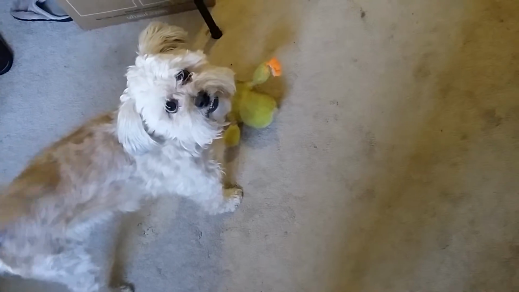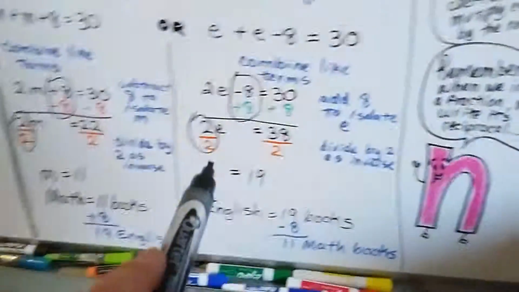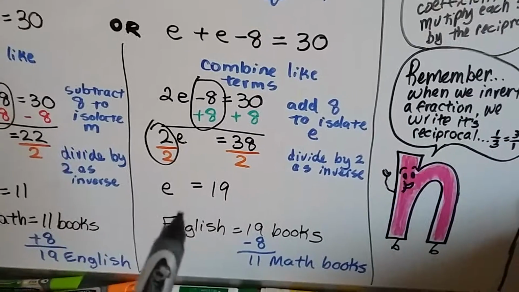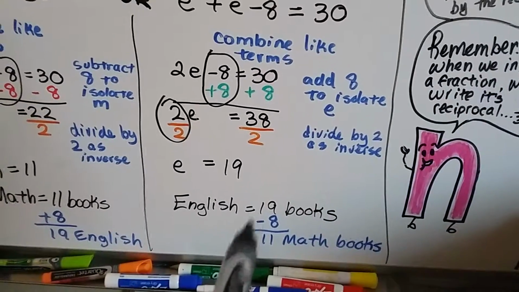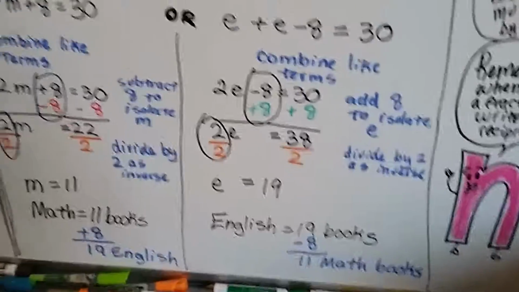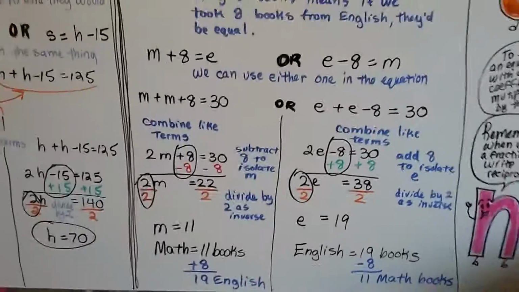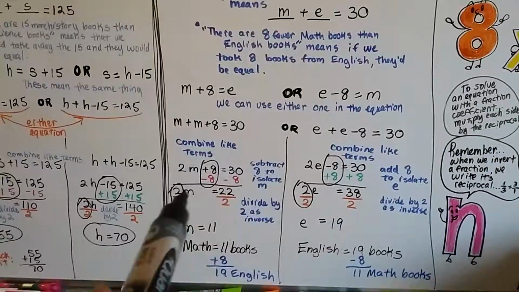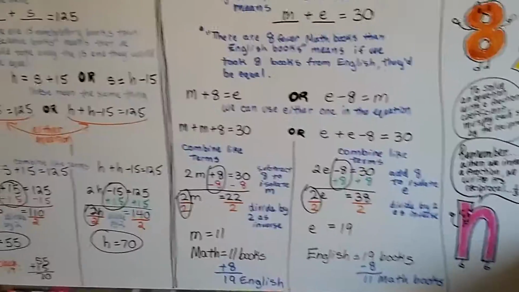Thank you, ma'am. All right, so that means we can take the English books and subtract the 8, and it's going to be the math books. So see, either way, we got the right answer. It just depends on which way you want to go. It doesn't really matter. Do you want to add or subtract?